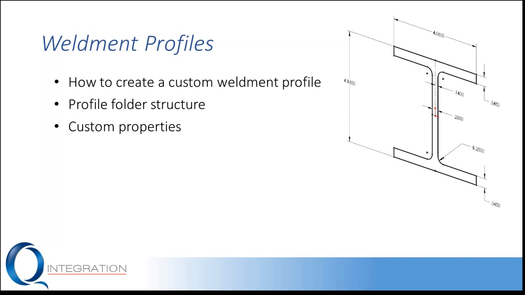Now what's nice about this is we can include custom properties with these weldment profiles. So every time that I use a particular weldment profile, if I wanted to have, let's say, a particular description property, we can add that as a custom property of the library feature part, and the next time I go ahead and use it, it'll add that to the cut list properties.